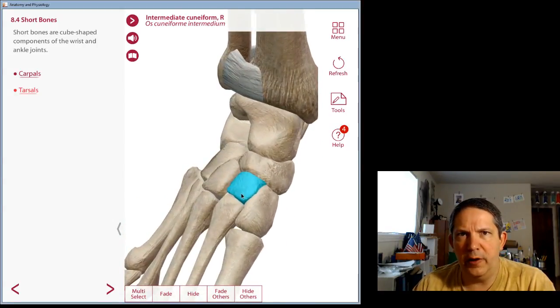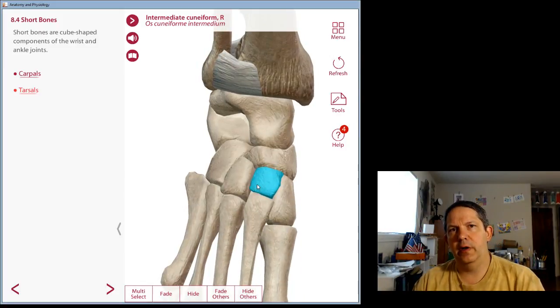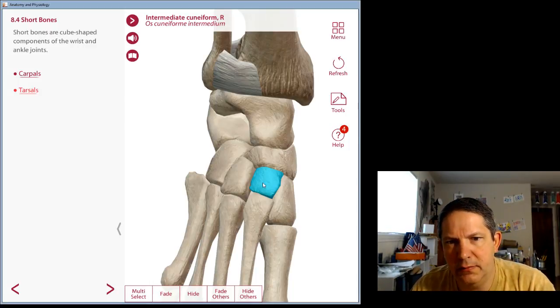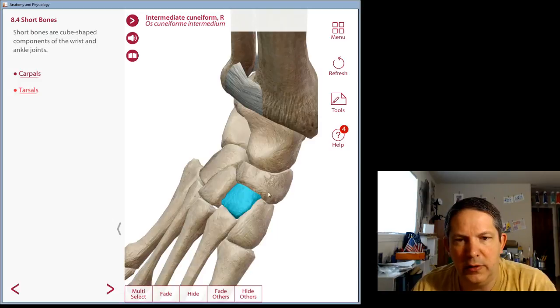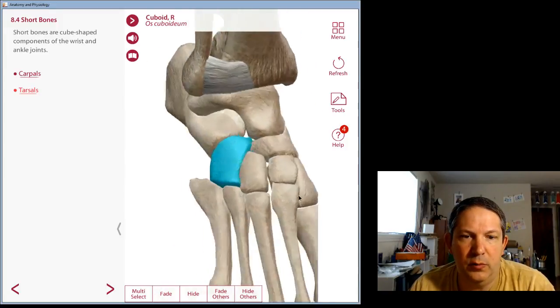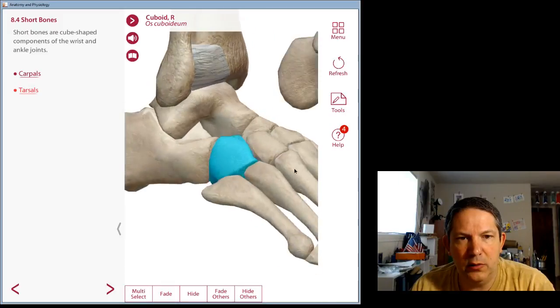And these are referring to the cuneiform tablets, which were some of the earliest writing, these little clay tablets. Somebody thought they looked like those. The navicular, somebody thought, hey, it looks like a boat. The cuboid, somebody thought, hey, look, it's cuboidal. It's shaped like a cube.